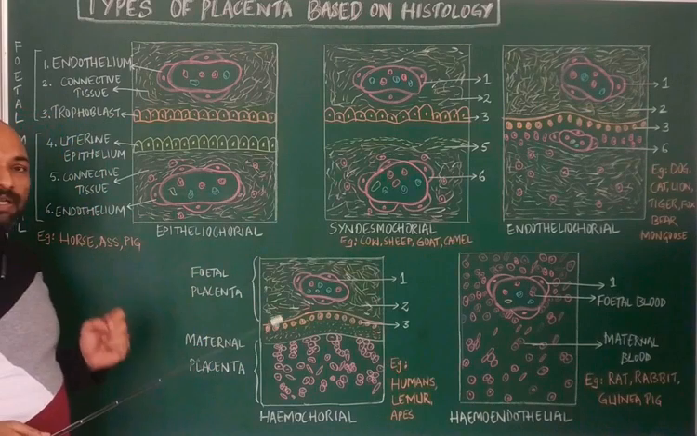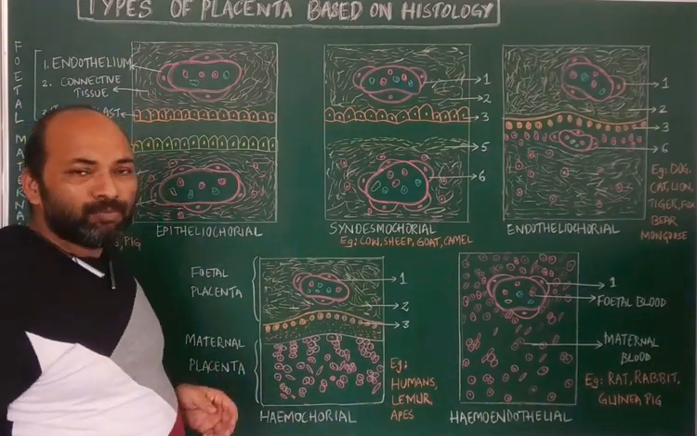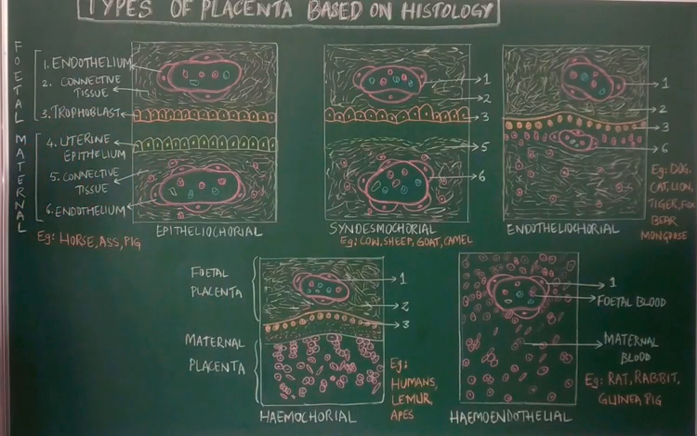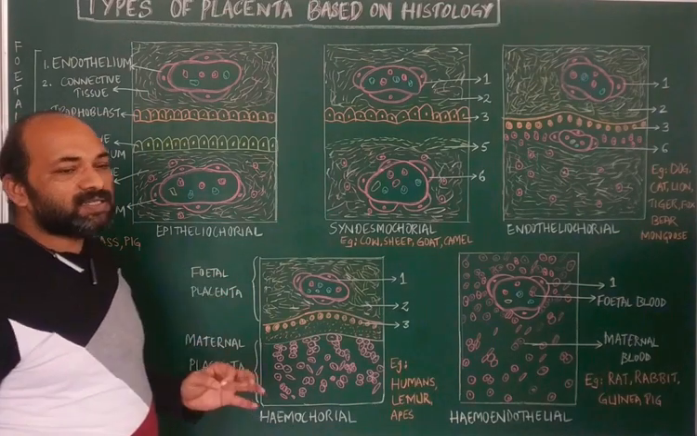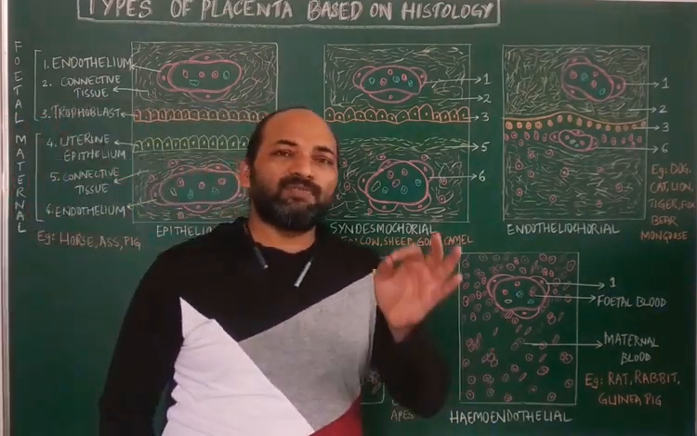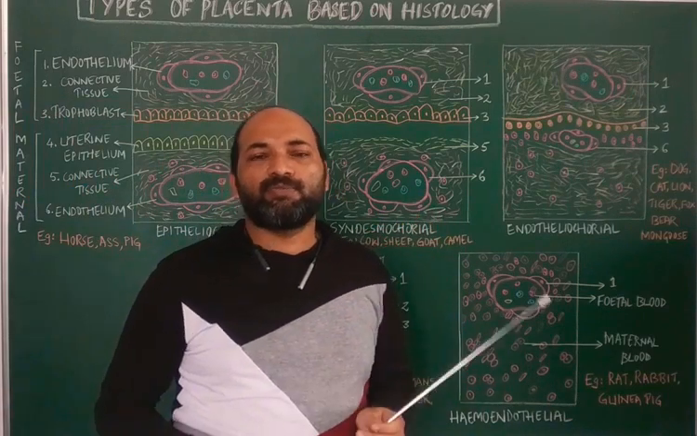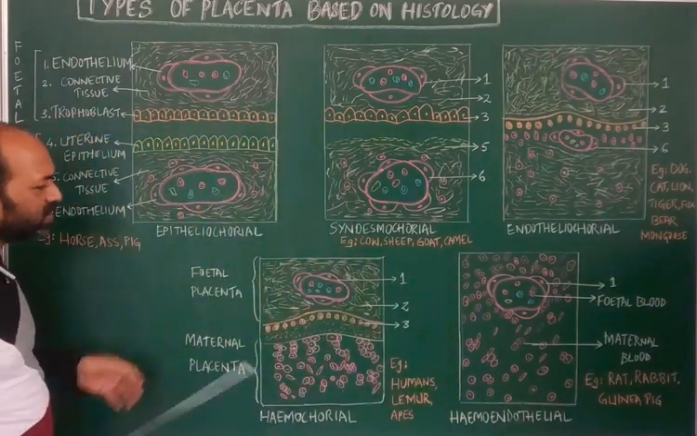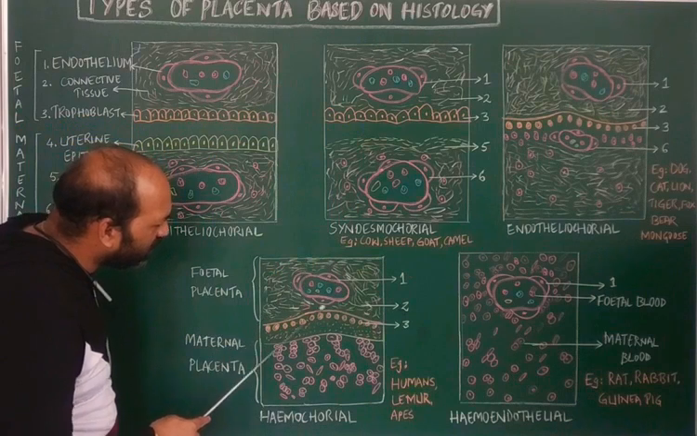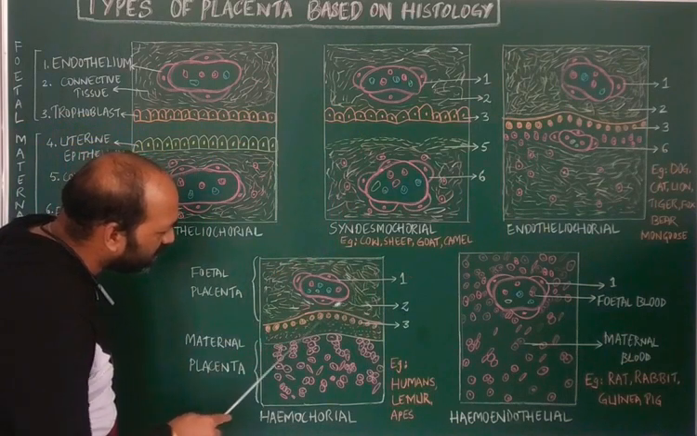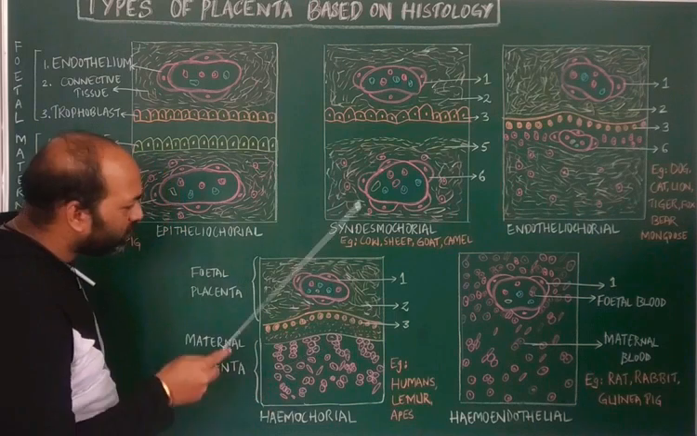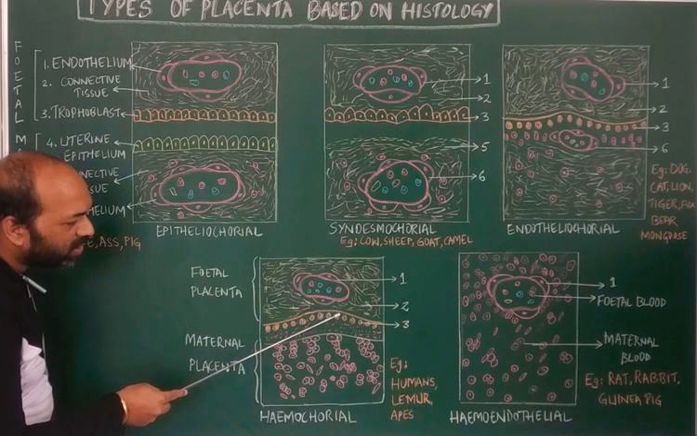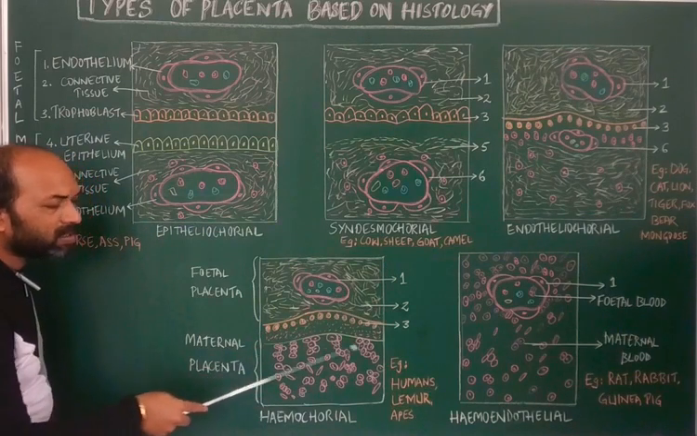Next is what is commonly seen in human beings, lemurs as well as apes: the Hemochorial placenta. In the Hemochorial placenta, the barriers are only those associated with the fetus, and the barriers of the maternal part are absent. You can see the endothelium of the fetus, the connective tissue of the fetus, and below that the chorion, which means the chorionic villi are directly embedded into the maternal blood.